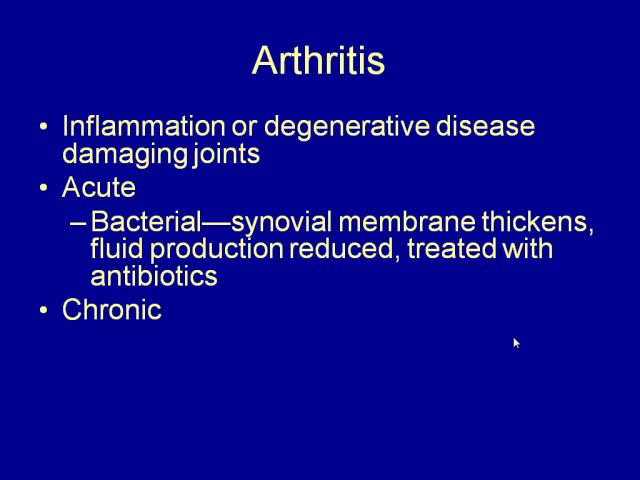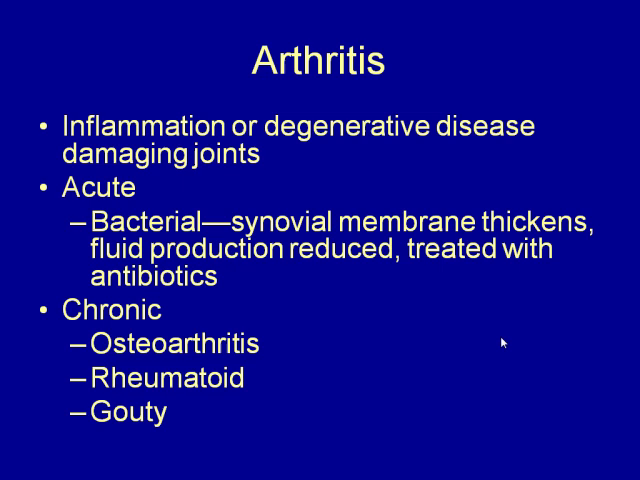Acute arthritis is usually caused by a bacterial infection of the joint. The synovial membrane thickens, you produce extra synovial fluid, the joint swells up. Because it is bacterial, it can be treated with antibiotics, and typically that takes care of it. Your chronic arthritis are osteoarthritis, rheumatoid arthritis, and gouty arthritis.